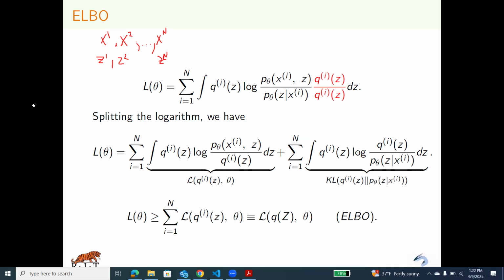Our goal is to estimate the distribution on latent variables, q. But we have only our data X. So we will maximize this lower bound, and it will also maximize the probability of the observed data. So this is the idea.